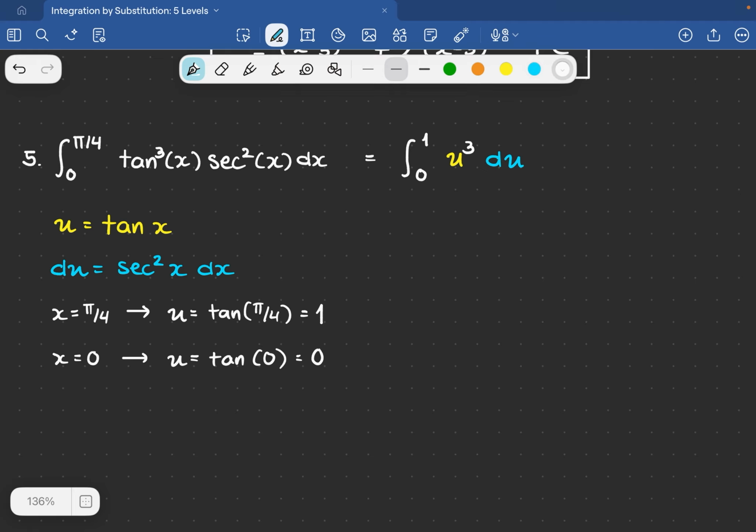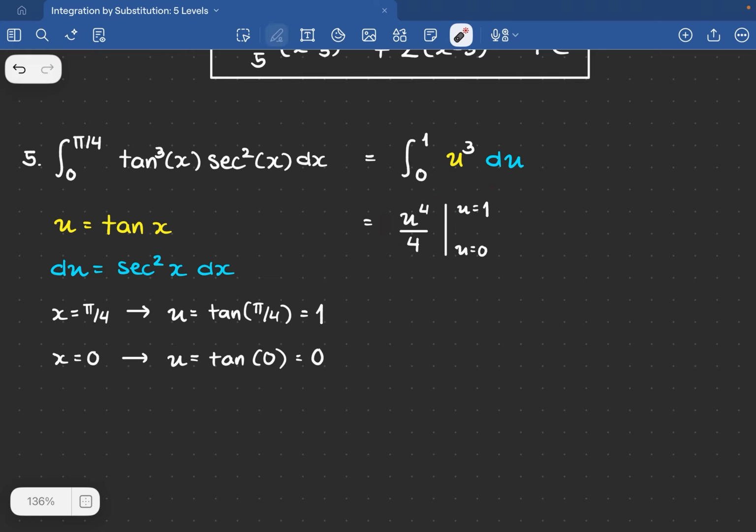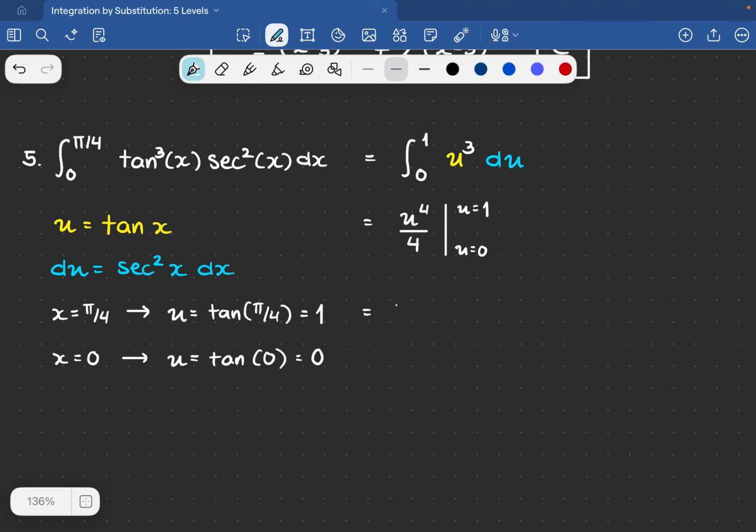And then from here, this is just easy to integrate again, or anti-differentiate. So we'll have here u raised to 4 over 4. And then by the second fundamental theorem of calculus, we'll have here u equal to 0 and u equal to 1. What this means is that we just evaluate the given. So we'll have here 1 raised to 4 all over 4 minus 0 raised to 4 all over 4.